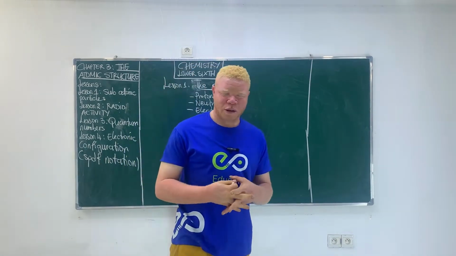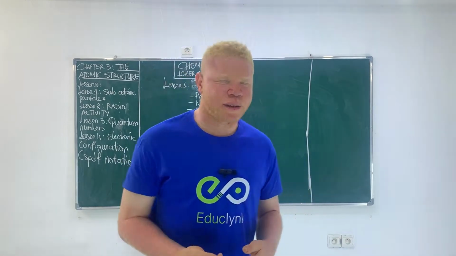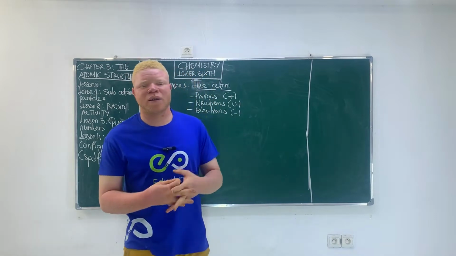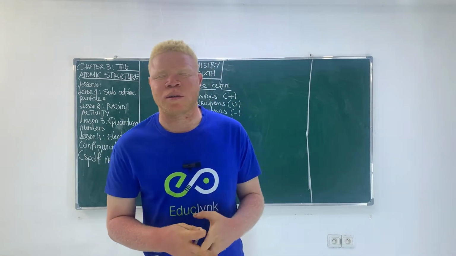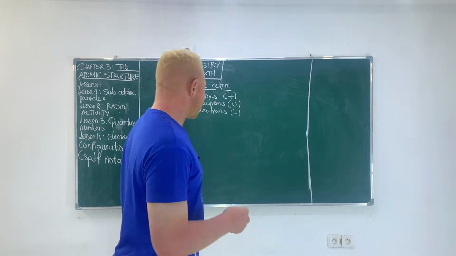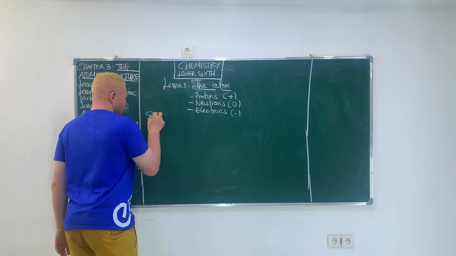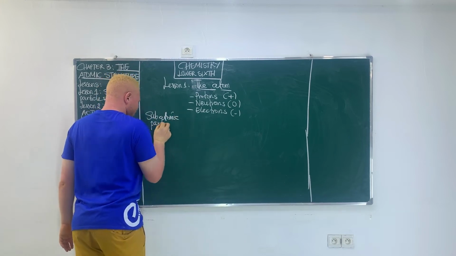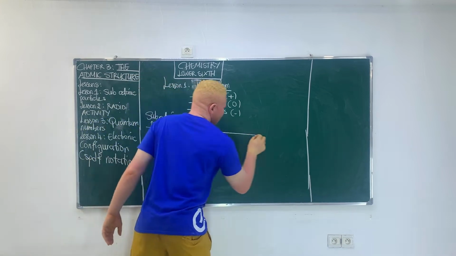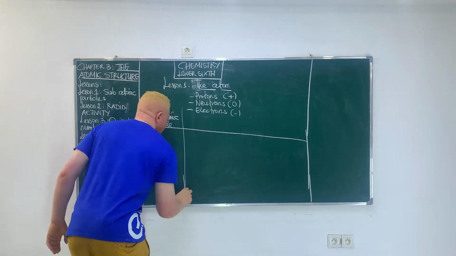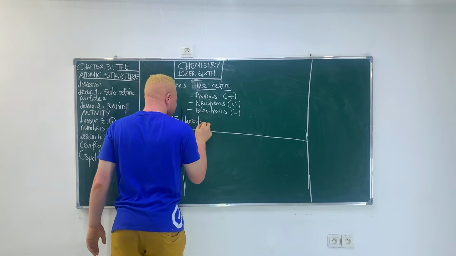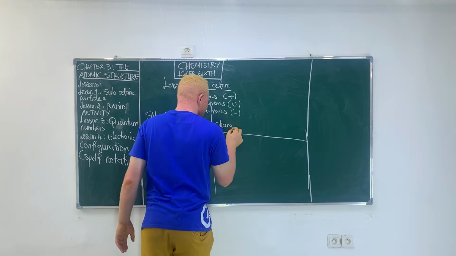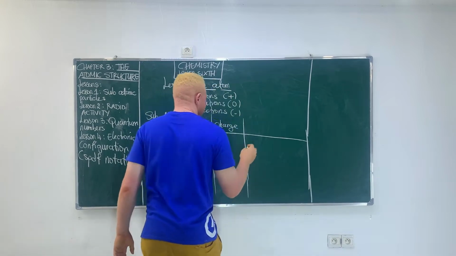So these subatomic particles were discovered by scientists through experiments. The table below summarizes the history of subatomic particles and their discoveries. Table: subatomic particle, location, charge, discovery.